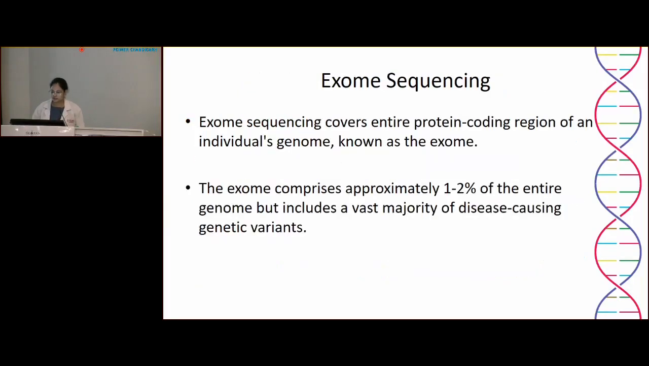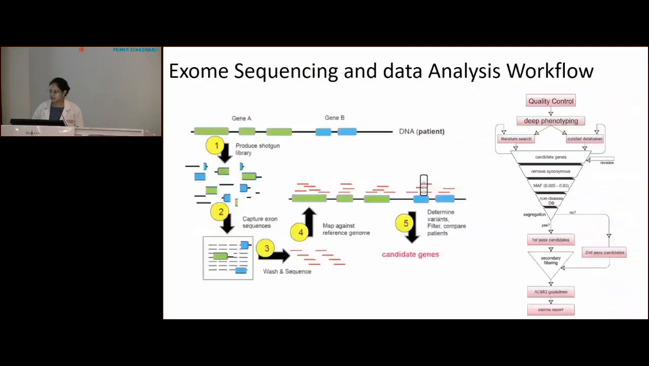So to overcome these limitations, you have the option of exome sequencing. Exome sequencing covers the entire protein coding region of an individual's genome. Although the exome comprises approximately only 1 to 2% of the entire genome, it includes the vast majority of disease-causing genetic variants. As there is too much data in the exome, the workflow and the analysis get all the more complicated and difficult. However, the reporting guidelines are the same.